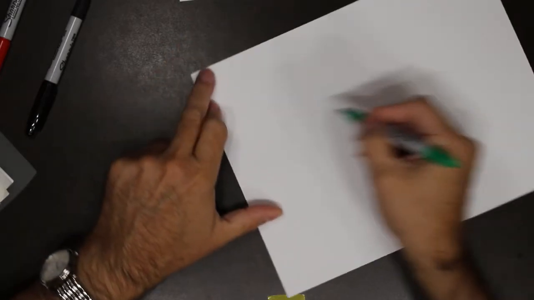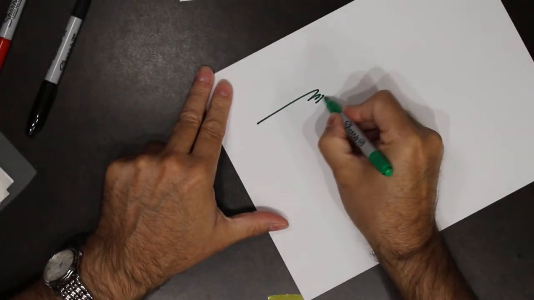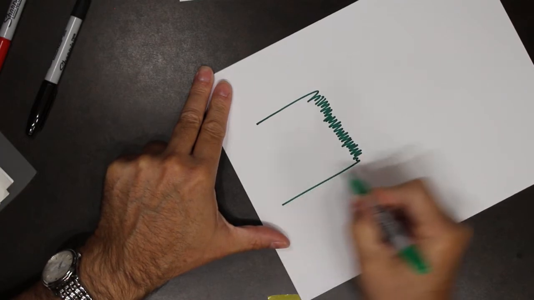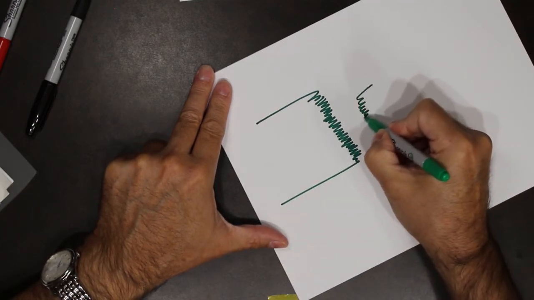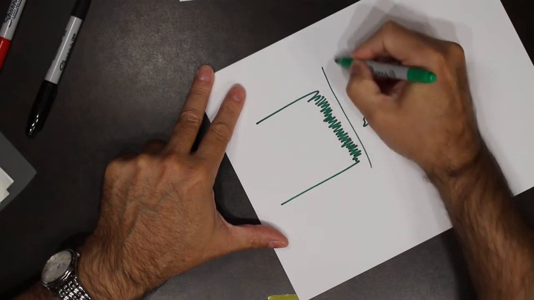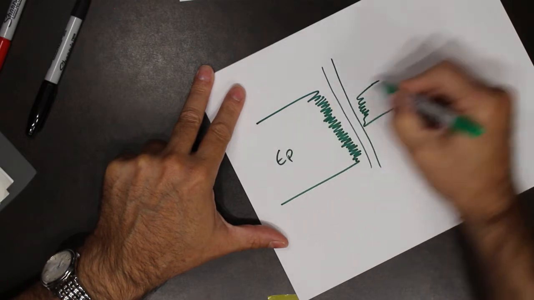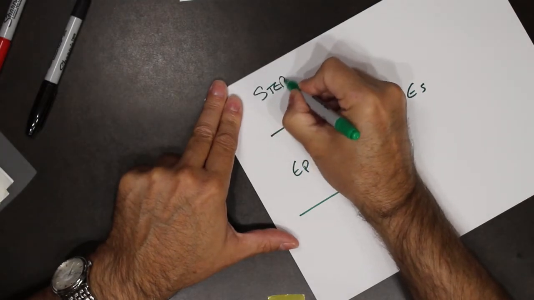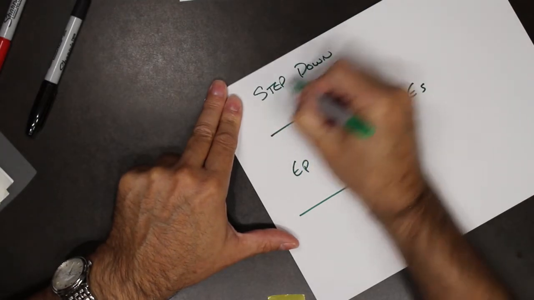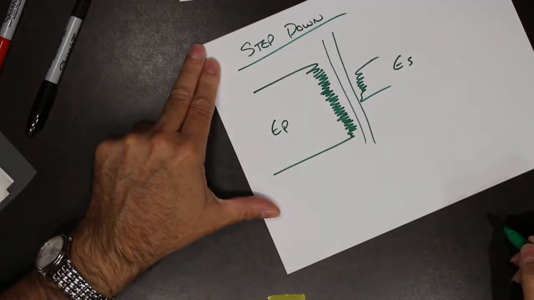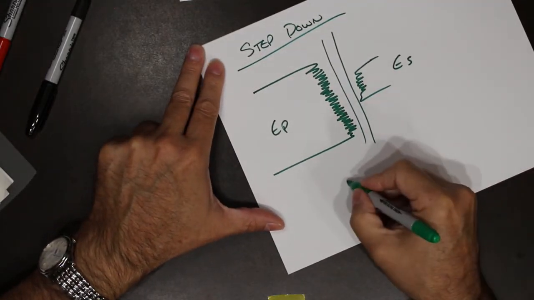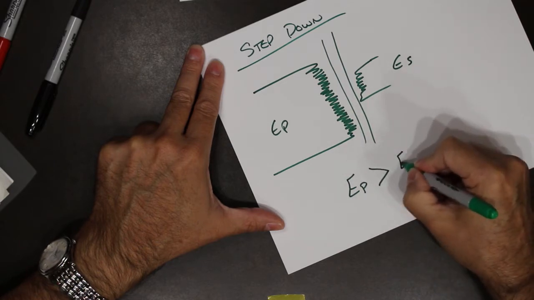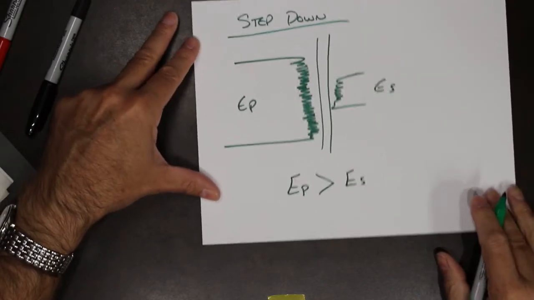The next one is when we have more windings on the primary than we do on the secondary. This is what's known as a step down transformer. And in this case, the primary is greater than the secondary.